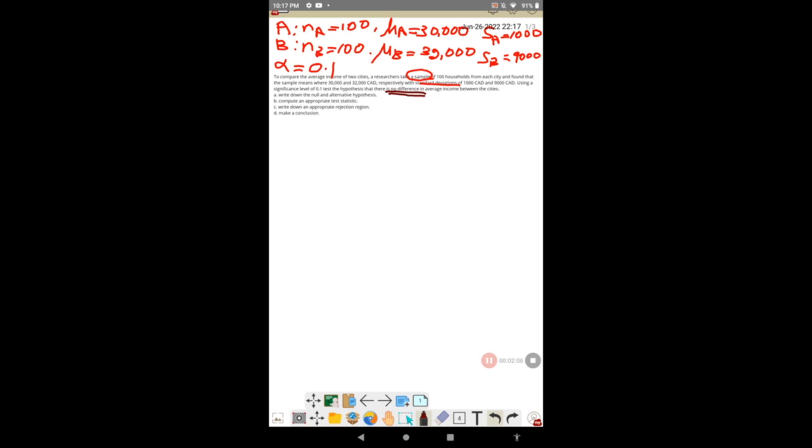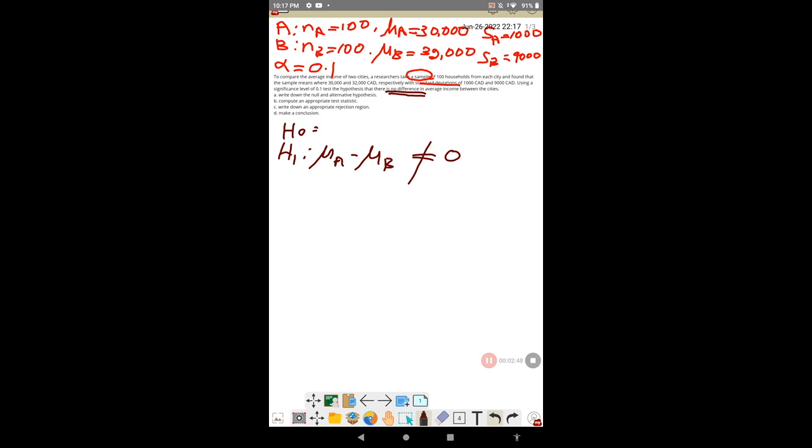Okay, let's see question number A. Write down the null and alternative hypothesis. So null and alternative, H1 or HA, it could be H1 or HA, right? We see there is no significant difference. It means that mu A minus mu B equals 0, no difference. So the question is all about the alternative hypothesis.